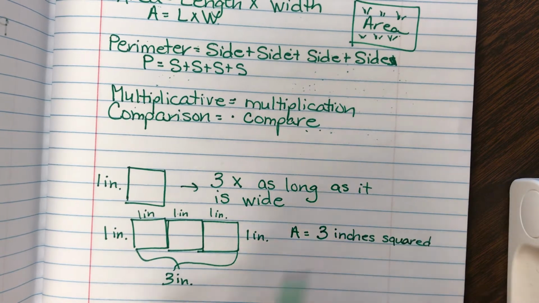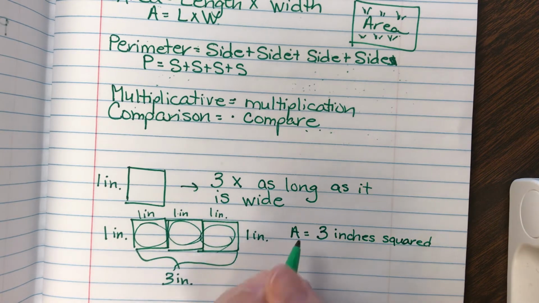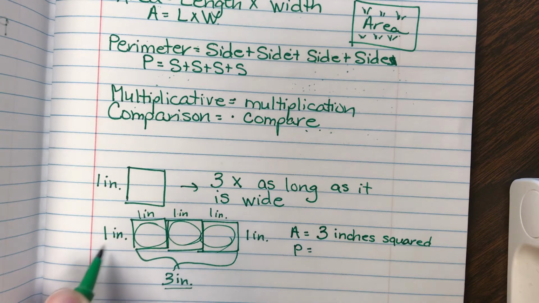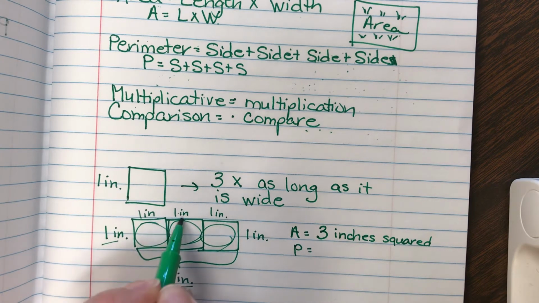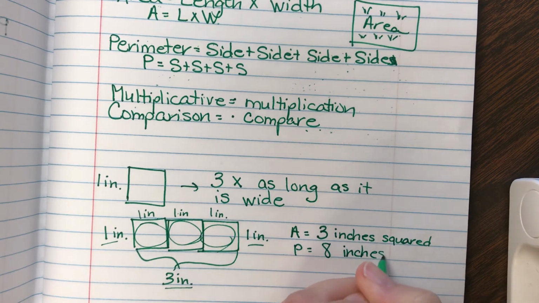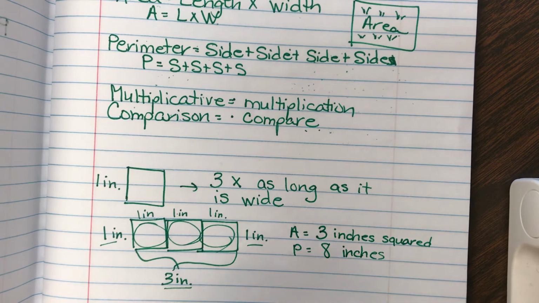And you can see right here, we've got 1, 2, 3, just like that. And then our perimeter is going to be side plus side plus side plus side. So that's 3. I always like to mark them so I don't forget which ones I counted. 3, 4, 5, 6, 7, 8. So then our perimeter is 8 inches. Bada bing, bada boom, just like that.